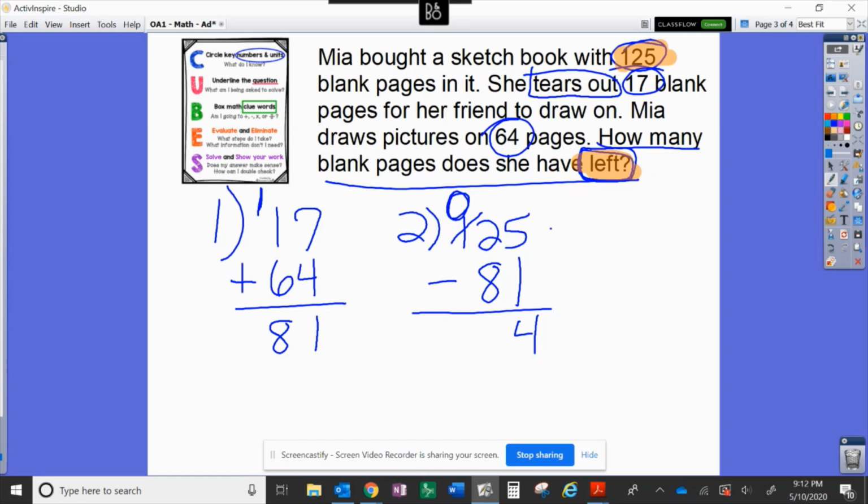So what is 2 tens plus 10 tens? That would leave me with 12 tens. Now 12 is more than 8. So 12 minus 8 is 4. Excuse me, 12 tens minus 8 tens is 4 tens. So I know that Mia has 44 pages left.